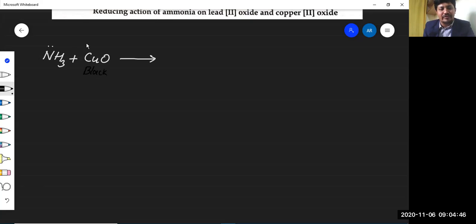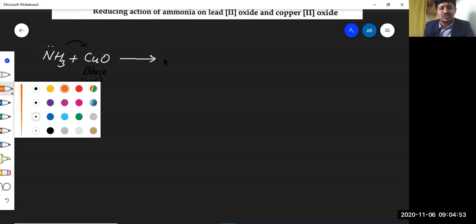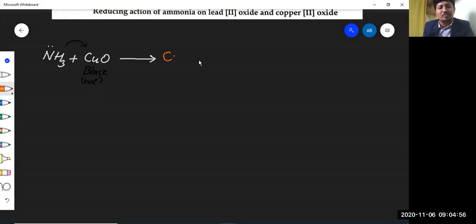When we pass ammonia on hot black copper oxide, copper oxide reduces to copper metal, that is brown in color. We can say that black copper oxide reduces to brown copper metal. And along with that, we will observe the formation of water vapors and also nitrogen gas. So for this, they may ask you for the balanced equation. You are supposed to balance the equation.